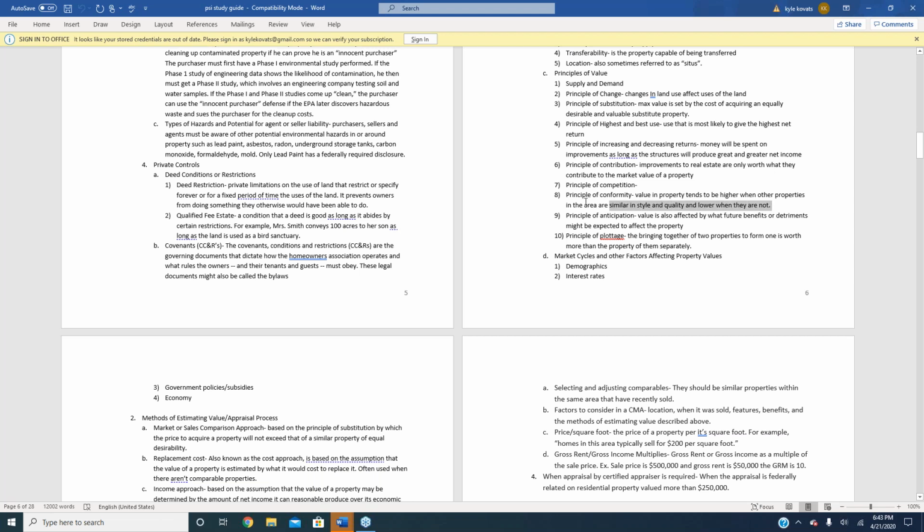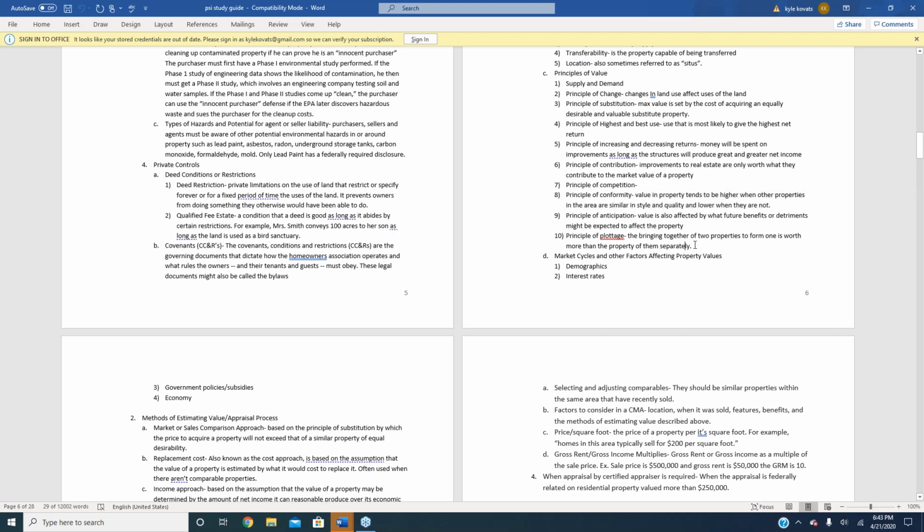Principle of conformity, what that basically says is when you have property that is similar, so let's say we have a townhouse community and all the units are identical, you're not going to see much of a variation in value, very low volatility as far as values are concerned. They're pretty much going to be stable. They're really just going to trend around the same number. So conformity, we say, tends to stabilize values.